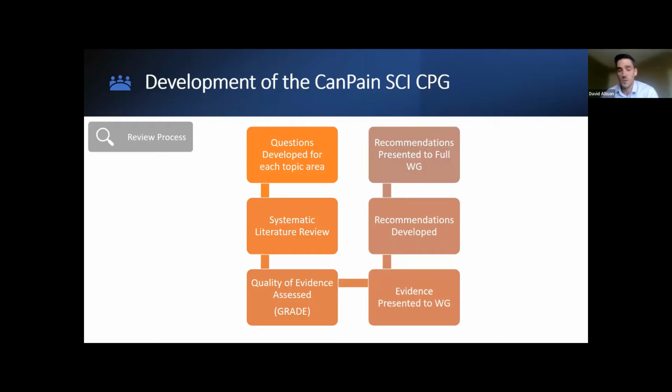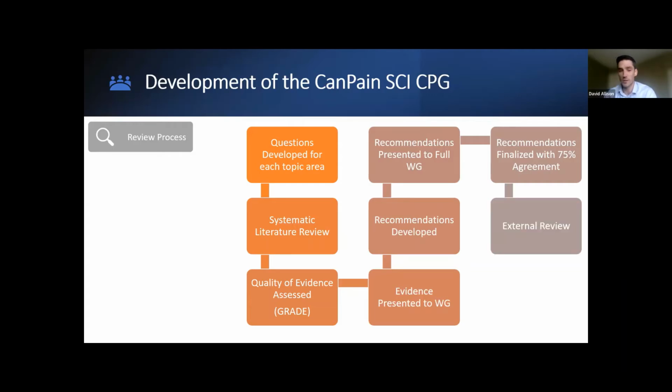After the recommendations were developed, they would then be sent to the entire working group where they would be discussed. And after discussion and anonymous voting, if a recommendation achieved at least 75% agreement from the entire working group, then they would be finalized.